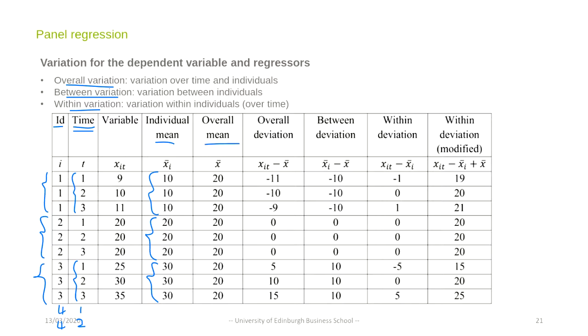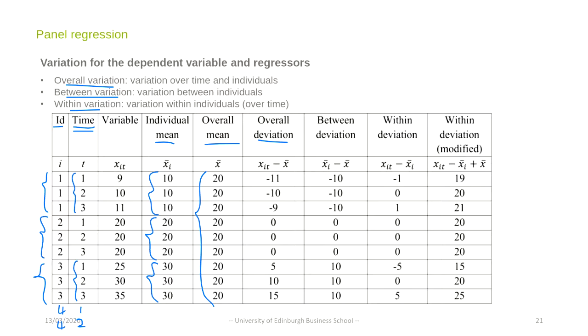Overall mean, that's very simple. We don't care about the time, we don't care about the individual, so we just calculate the mean overall for all the data. Okay. And the next one, overall deviation. So what does it mean? Let's take a look. We have the overall mean and we have the raw data. This is the difference between the raw data and the overall mean. So basically, we don't care about the ID and time. We just calculate, for every single data point, the difference between the data and the mean.